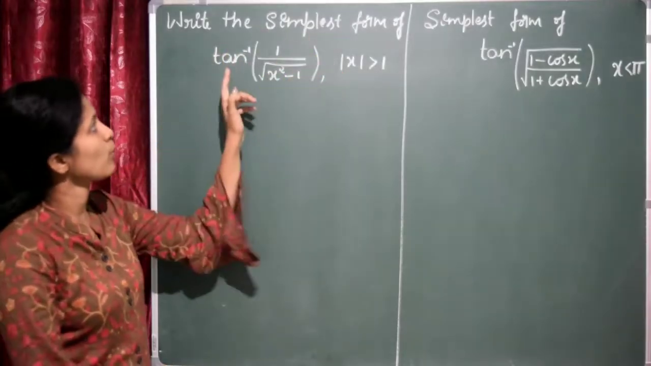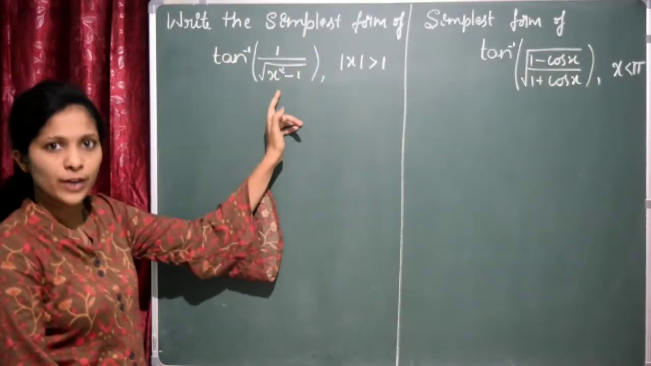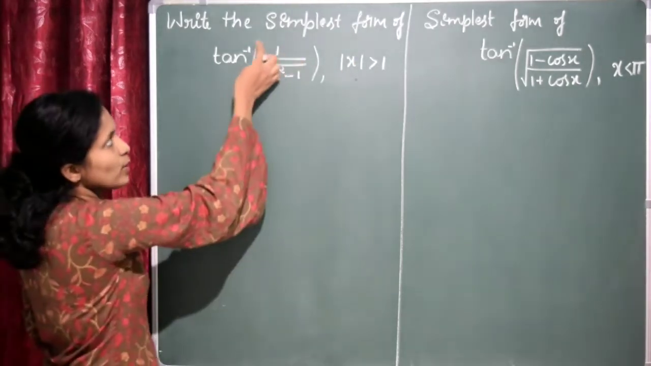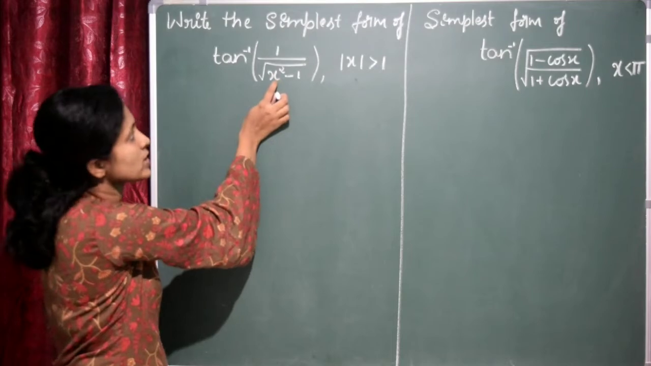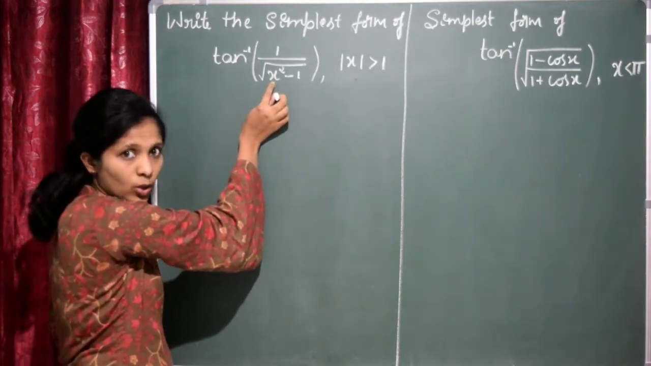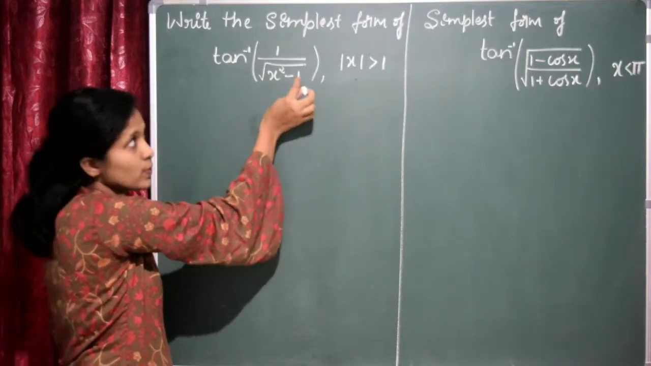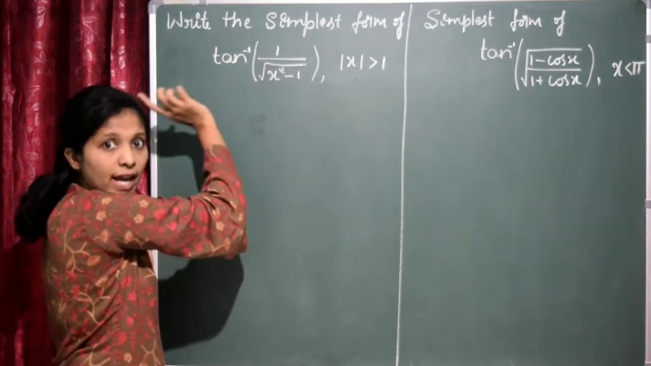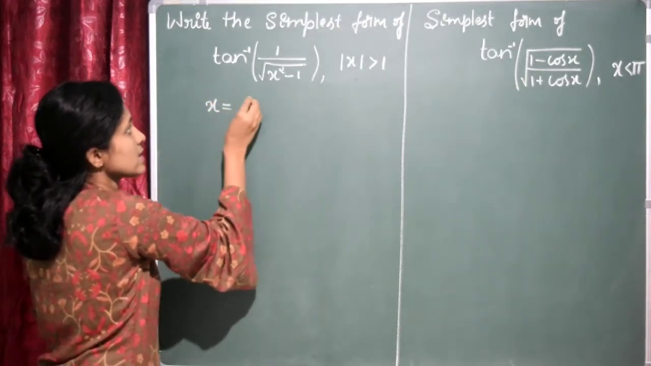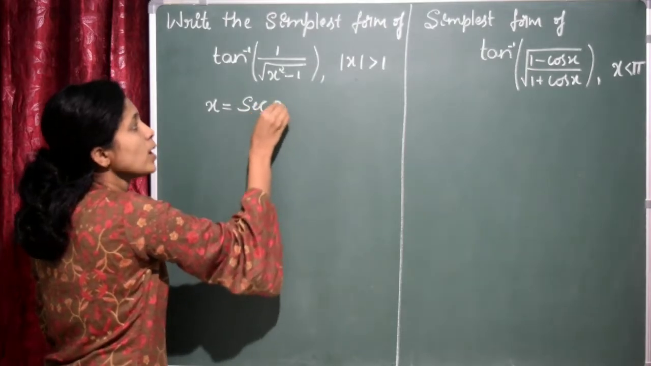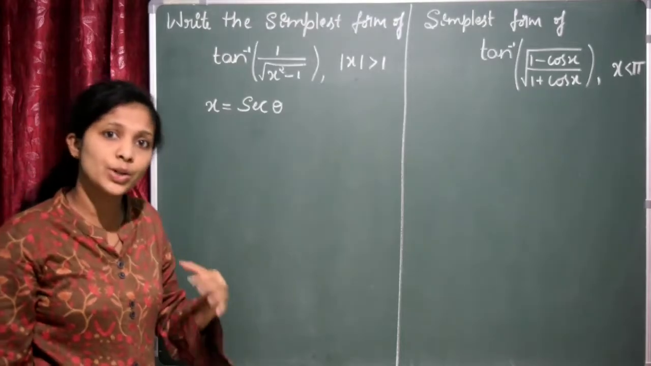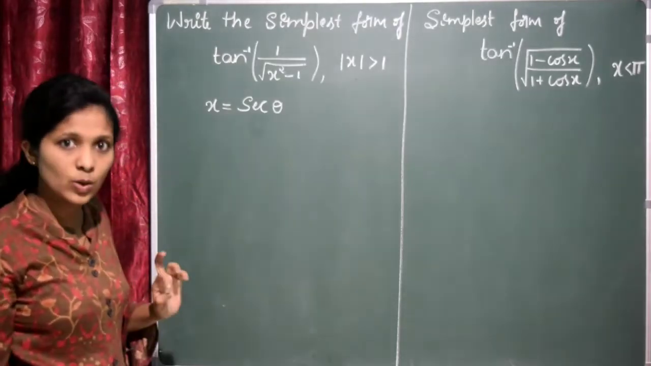Write the simplest form of tan inverse of 1 by root of x square minus 1, where the value of mod x is greater than 1. Here also you have to convert this function into tan. What substitution can we give here? You can't take x as sin or cos, right? Because if you consider sin square minus 1, you will get the square root of a negative. So sin and cos is not possible. Either you have to give x is equal to secant theta or cosecant theta. Two possibilities are there. I'll go with x is equal to secant theta.